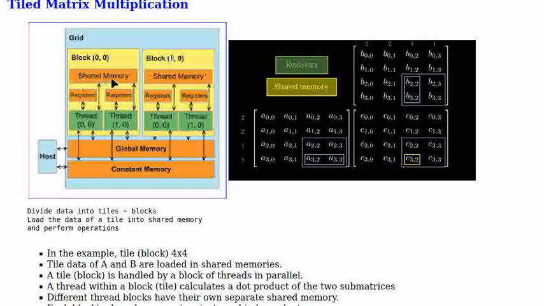So within each block, there's a shared memory. And this shared memory within that block could be accessed by the threads in that block. Like block 0,0, we have thread 0,0, thread 1,0. And another block has another shared memory. And this shared memory is independent of the memory in the other block.